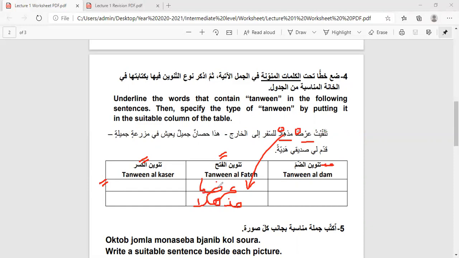Here, tanween al-fatah, okay? Here, هذا حصان جميل يعيش في مزرعة جميلة. Oh, this is tanween and this is tanween. What do we call it here? They contain tanween. تنوين الضم. حصان، جميل. Okay. تنوين الكسر. Here we have مزرعة جميلة. Okay. We have here قدم لي صديقي هدية. This is تنوين الفتح.